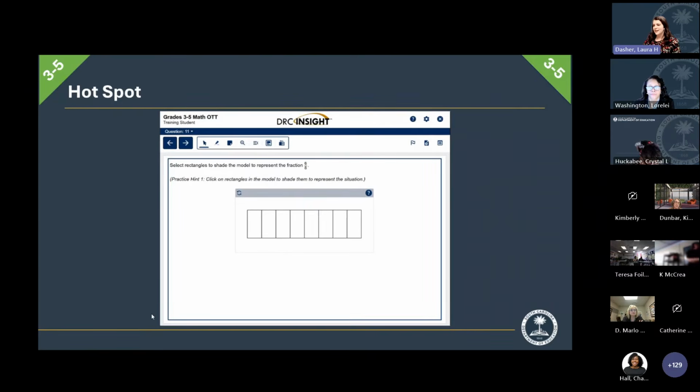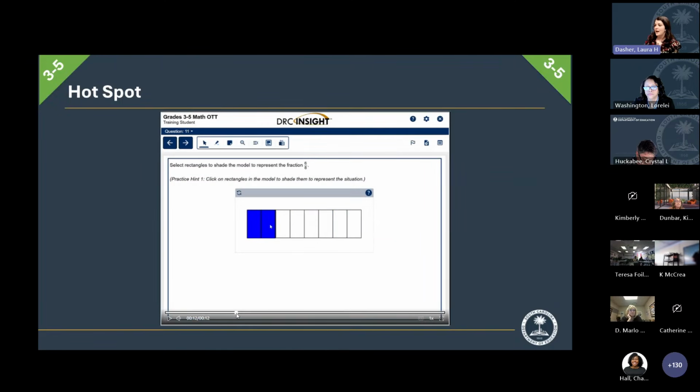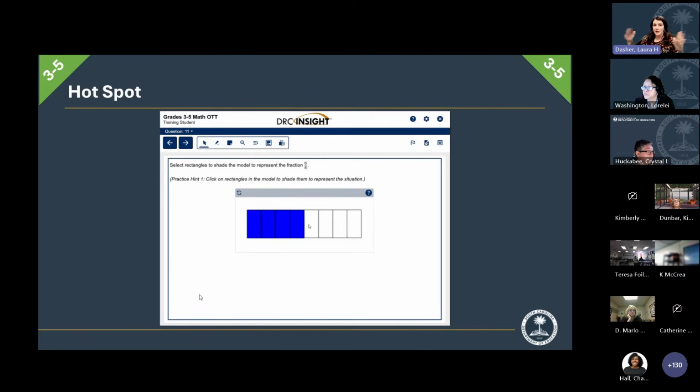The next item type is what we call hotspot. Students interact with selectable objects to demonstrate their knowledge, skills, and abilities to answer a question. Selectable objects include whole or parts of figures, graphs, tables, verbal descriptions, or symbolic representations. In this example, question 11 on the OTT, we want to make sure you know that equivalent responses will be marked correct. Here they wanted to represent 6/8. The student could do your classic, first 6 chunks, but they can also do other ways of representing that fraction, and all would be marked correct.